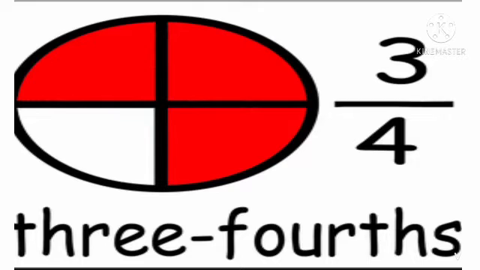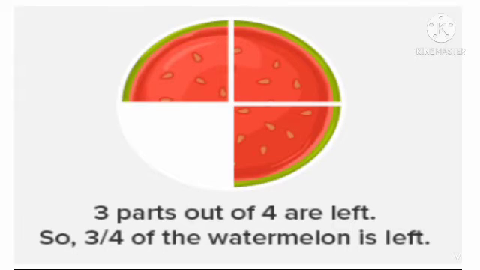Now let us see 3/4. Here the circle is divided into 4 equal parts. So 4 represents the denominator and it represents the total number of parts. And what is the fraction of the shaded portion? Yes, 3/4. Here 3 represents the number of parts that are shaded. 3 parts out of 4 are left. So 3/4 of the watermelon is left.